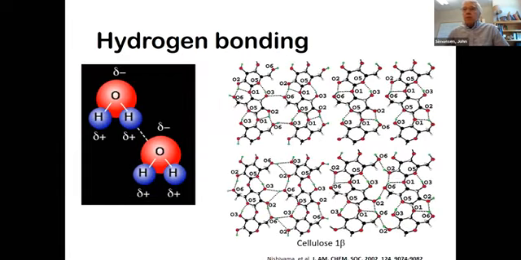Now let's talk about hydrogen bonding. Hydrogen bonding is critical to life. Right? Hydrogen bonding is what gives water its special properties. And we talked about hydrogen chloride, but here you can see hydrogen bonding between two water molecules. So again, remember we talked about dipoles. So here's your partial plus charge, your partial minus charge.